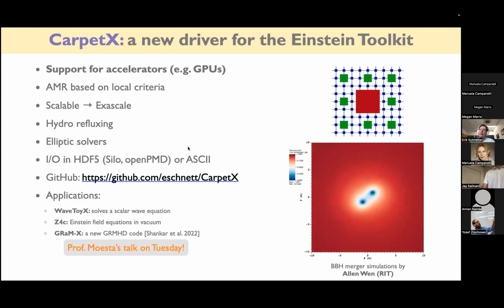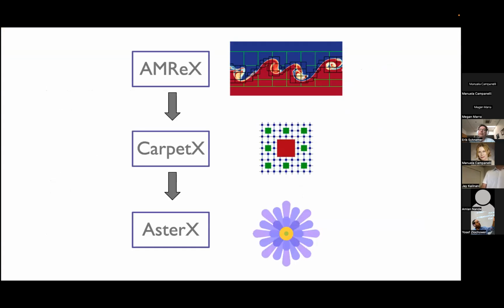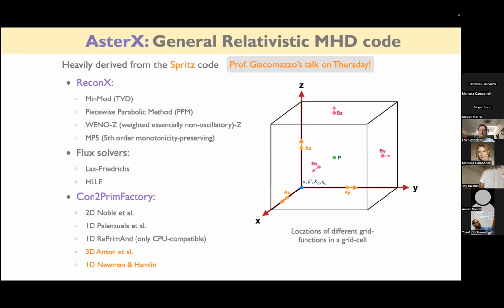And of course, you also have GRMX, which is another GRMHD code, and you will hear more about that from Professor Philip Mosta tomorrow. So on CarpetX, we have our new GRMHD code called AsterX, and AsterX is heavily derived from its parent code Spritz, and you will hear more about Spritz from Professor Giacomazzo on Tuesday.